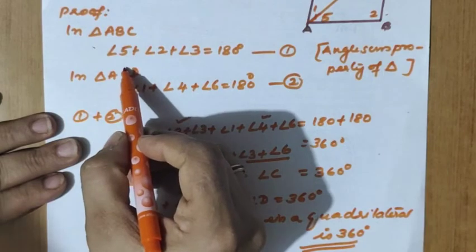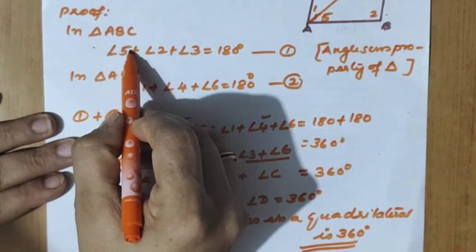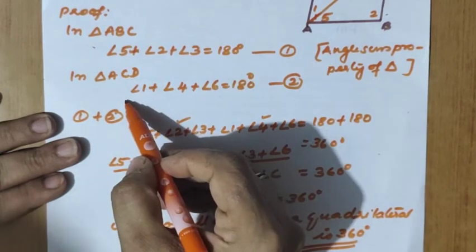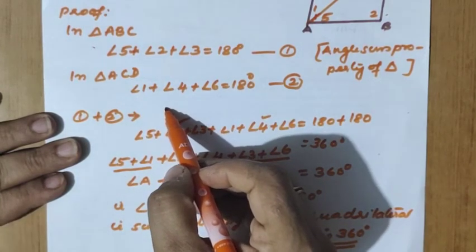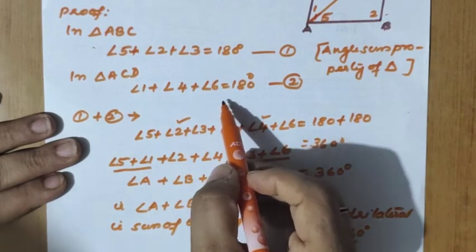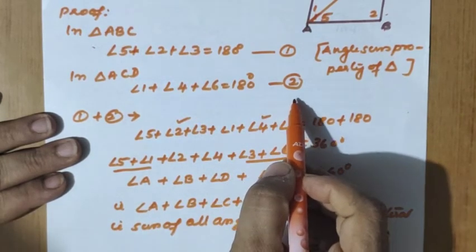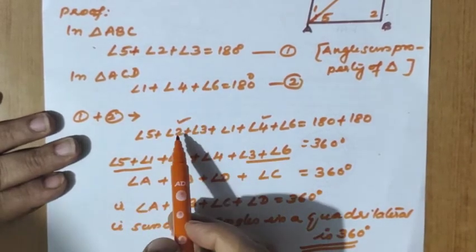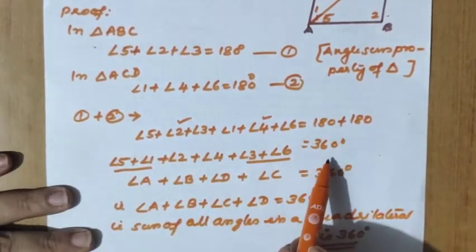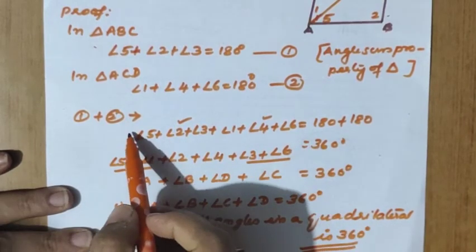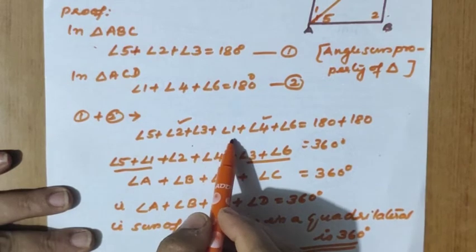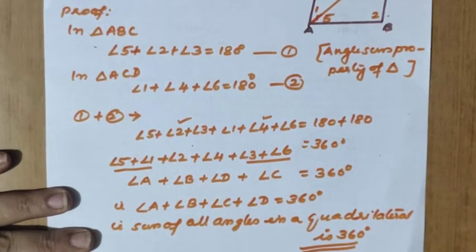So in ABC if we are taking, angle 5 plus angle 2 plus angle 3 equal to 180 degree. And the triangle ACD, if we consider, which are the three angles that will come? Angle 1, angle 4 and angle 6. It is equal to 180 degree. Angle sum property of the triangle. Now if we add both, what is the right side? Right side we will get the answer 360 degree. But left side what will happen? Angle 5 plus angle 2 plus angle 3 plus angle 1 plus angle 4 plus angle 6 equal to 360 degree.